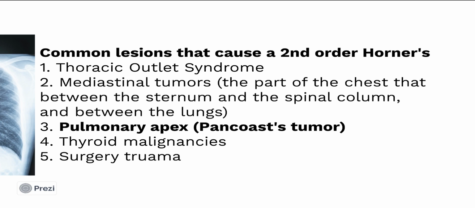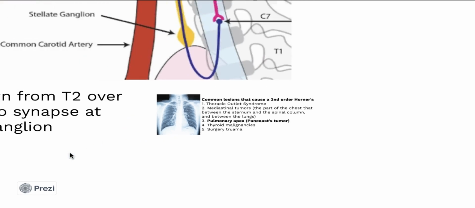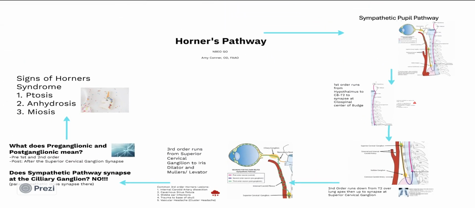Other diseases that can cause it are thoracic outlet syndrome, mediastinal tumors, and that's the part of the chest that's between the sternum and the spinal column. So think about car accidents or something, or even a tumor there growing, thyroid malignancies, and surgery. I personally would just know the Pancoast there.